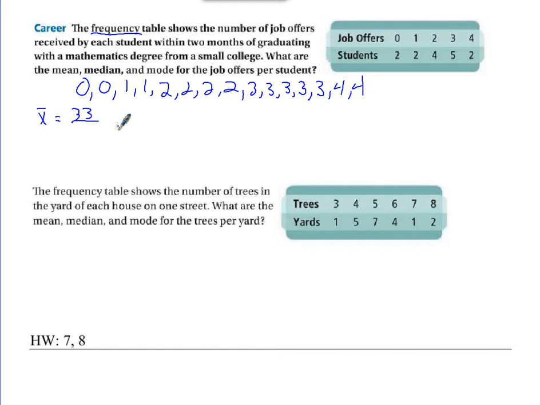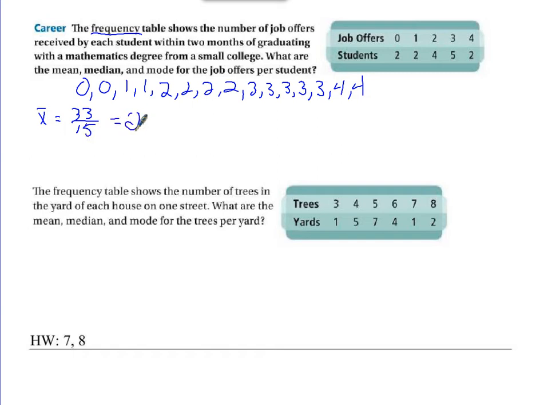15? Did you sit here and count 1, 2, 3, 4, 5, 6, 7, 8, or did you go over here and say I had 2, 4, 4, 5, and 2. The frequency table can still be used for that purpose. So we have how many? 15. So 33 divided by 15, control enter, what do we get?